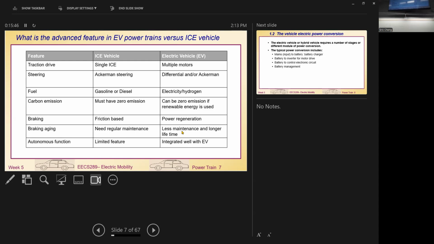Of course, for fuel, you can use electricity or hydrogen for an EV, but you have to use gasoline or diesel for an ICE. For emission, you know that we have zero emission here if you use purely renewable energy. But this one is a typo here. It must have emission. It's not zero here. It must have some kind of emission.